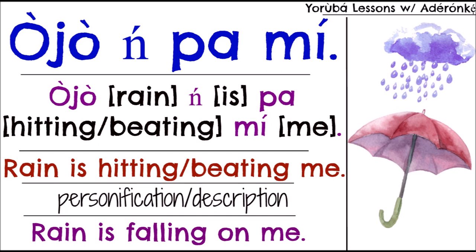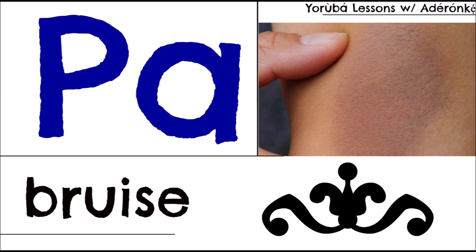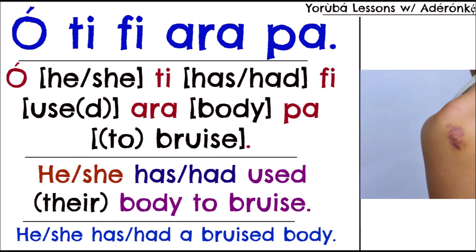Falling on you is, I suppose, the accepted translation, which I've put here on this slide. But rain is eating me or rain is beating me. It doesn't necessarily infer that it's a violent beating or a violent eating, but it's eating you. That's what is really happening. So rain has been personified in the description. Rain is falling on me is what it would be translated to, I suppose. Pa is to bruise. Otifi arapa is an example. Otifi arapa.